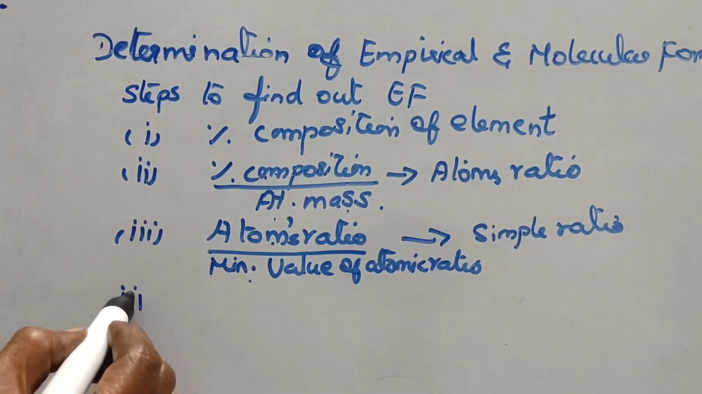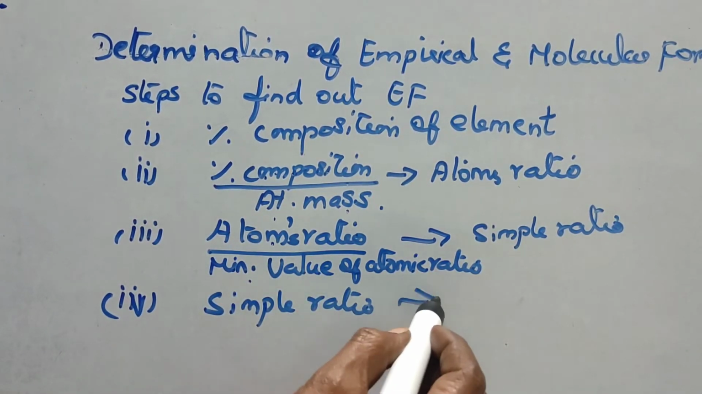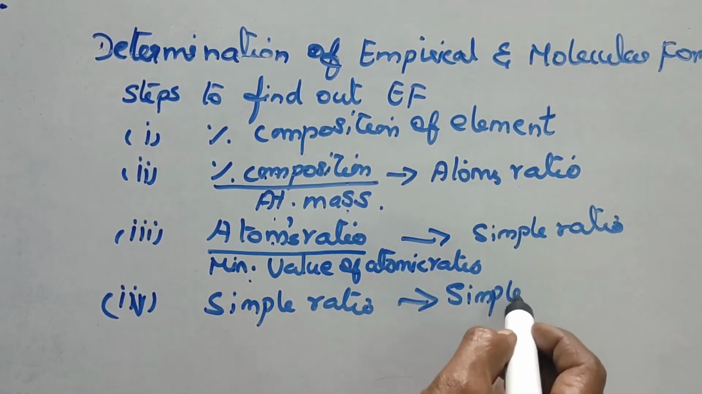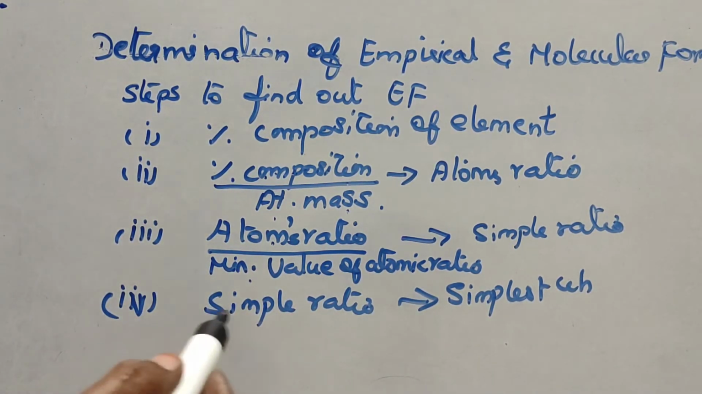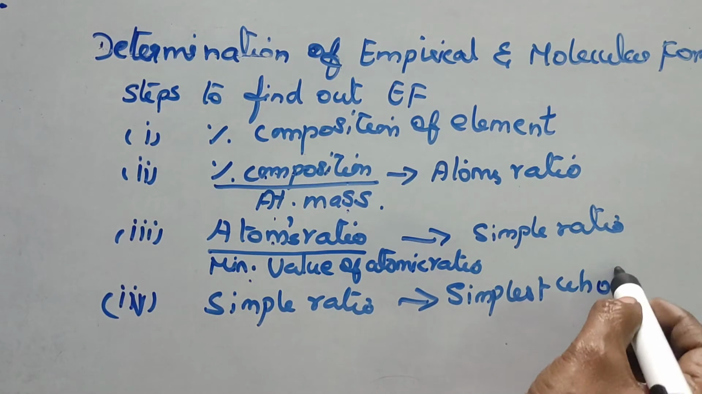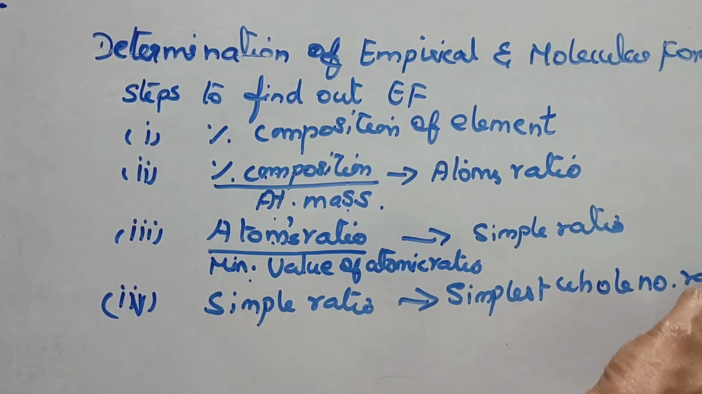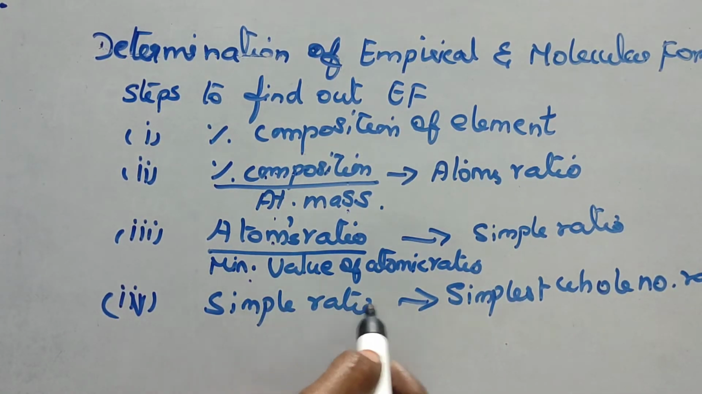That simple ratio should be converted into the simplest whole number ratio. Sometimes the simple ratio may be in fraction, but we cannot use fractions in empirical formula. So the simple ratio should be converted into the simplest whole number ratio by multiplying with the smallest integer.